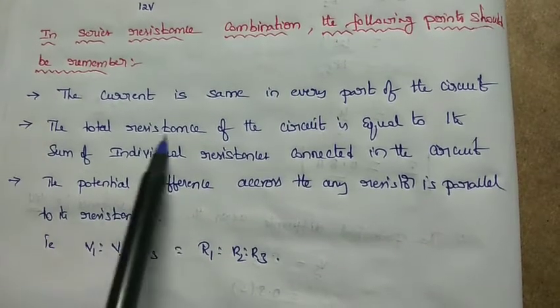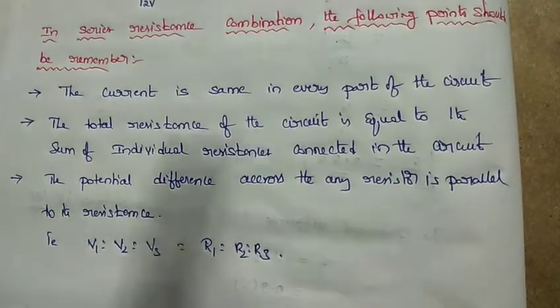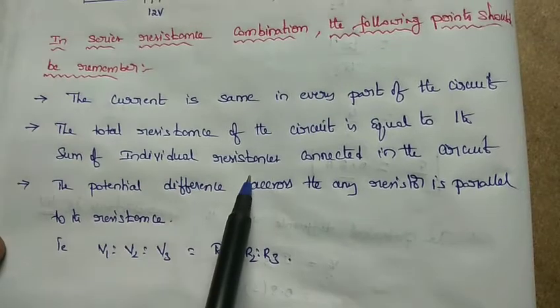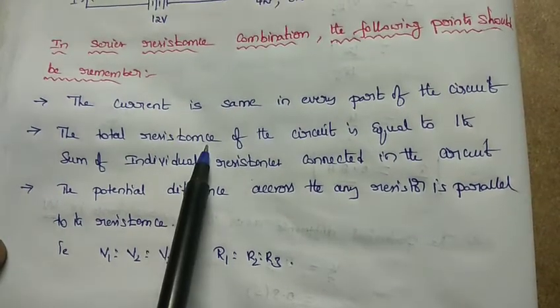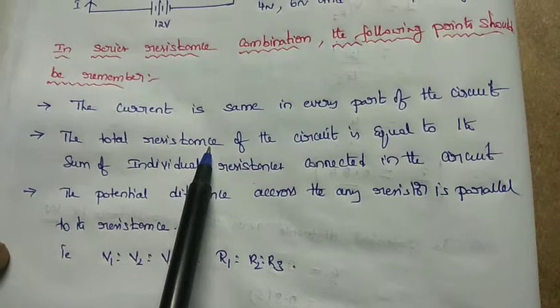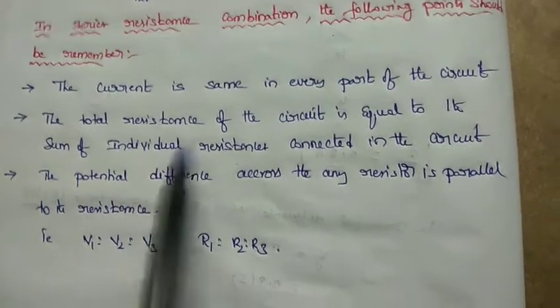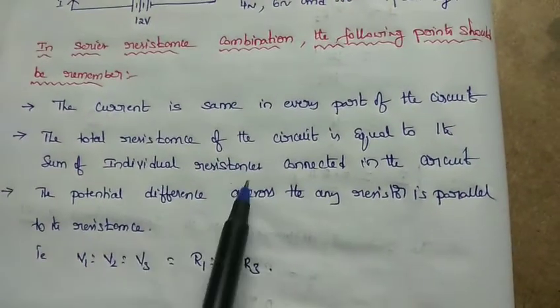Second point: the total resistance of the circuit is equal to the sum of the individual resistances connected in the circuit. That means the total resistance, R equivalent, is equal to R1 plus R2 plus R3, like that. The sum of all individual resistances.